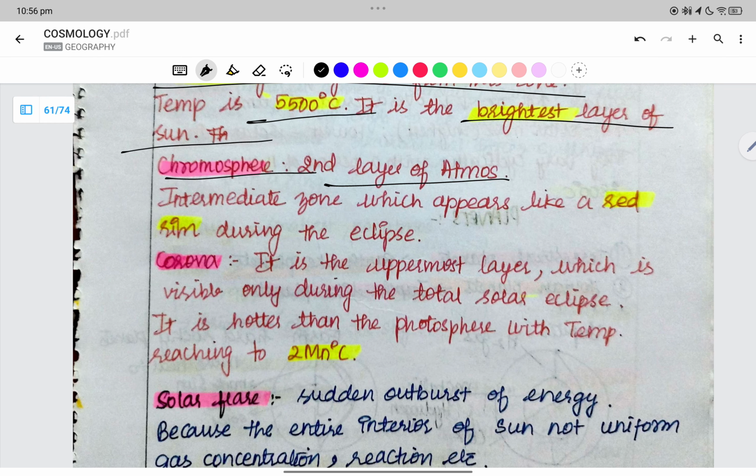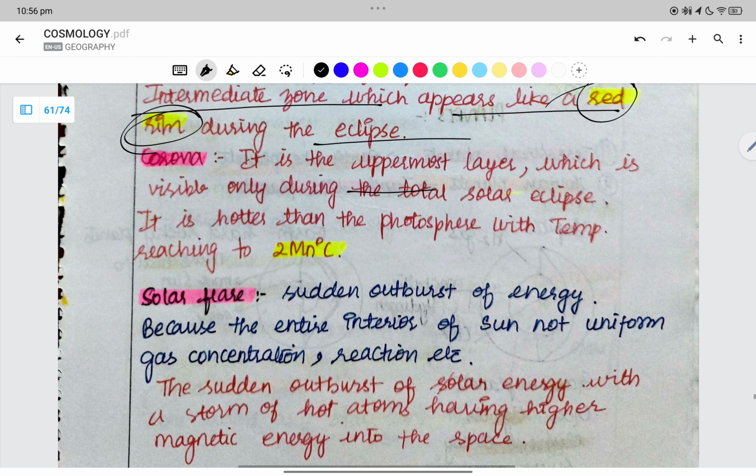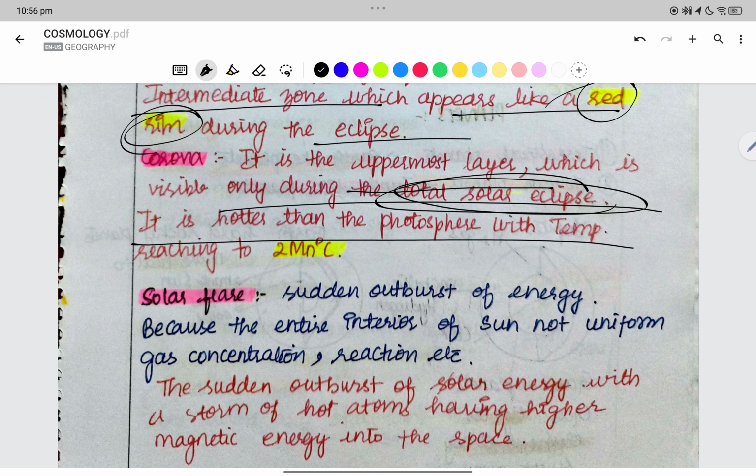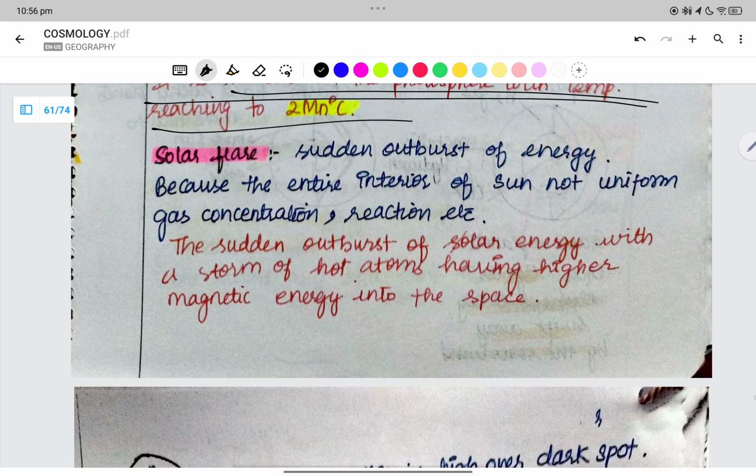The chromosphere is the second layer of the atmosphere, the intermediate zone, which appears like a red rim during an eclipse. The corona is the uppermost layer, which is visible only during the total solar eclipse. It is hotter than the photosphere, with the temperature reaching 2 million degrees Celsius.